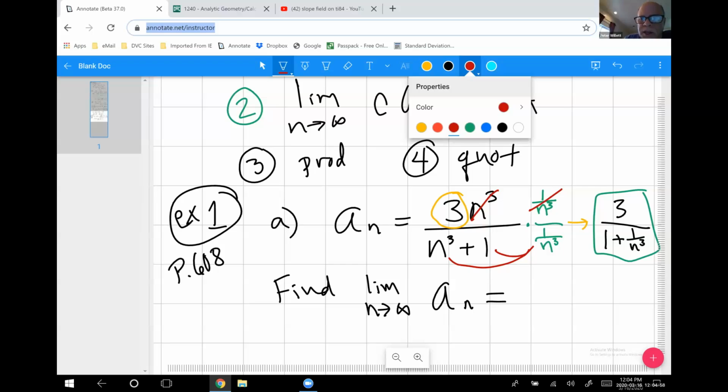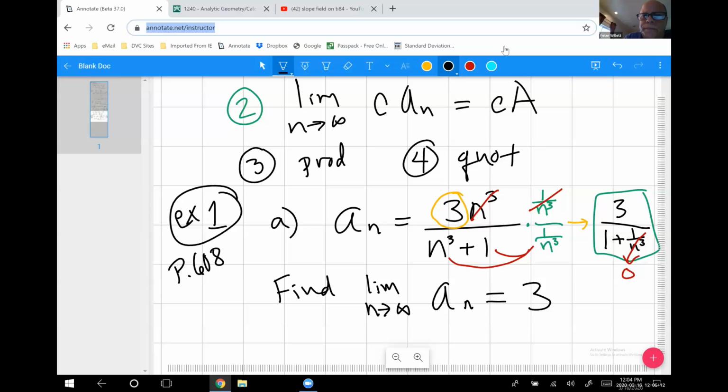And since I'm taking the limit as n goes to infinity, then this part here, the only part left with an n in it, would go to 0. And therefore, we can conclude that the whole thing settles on the 3. Questions or comments about that?